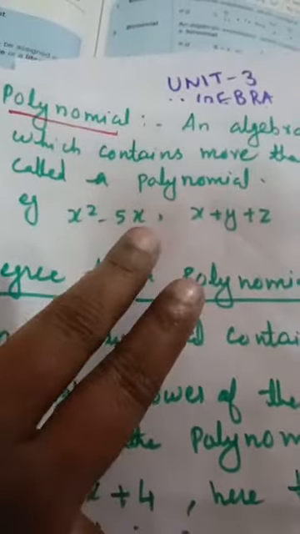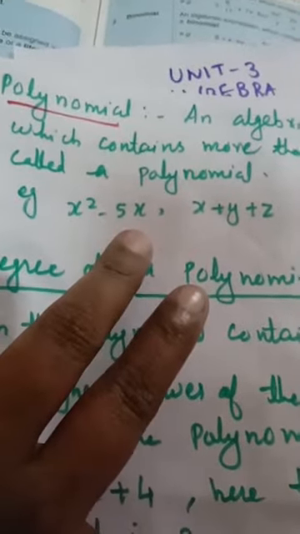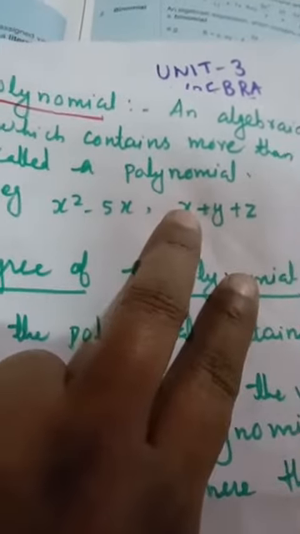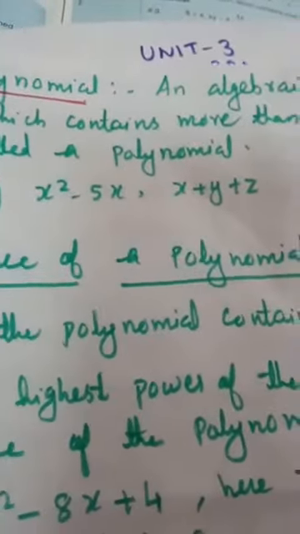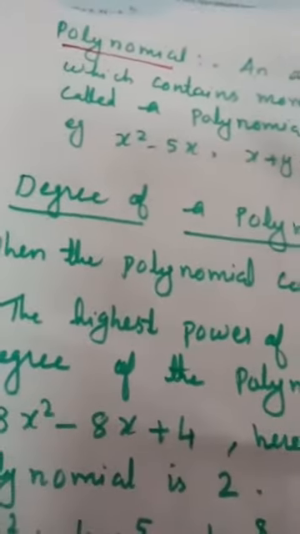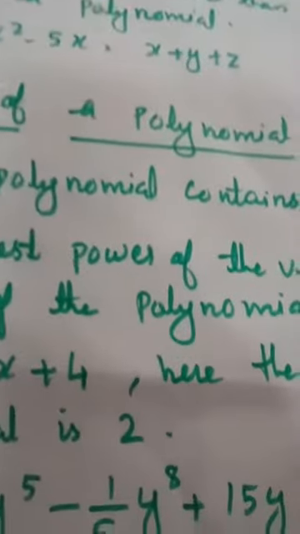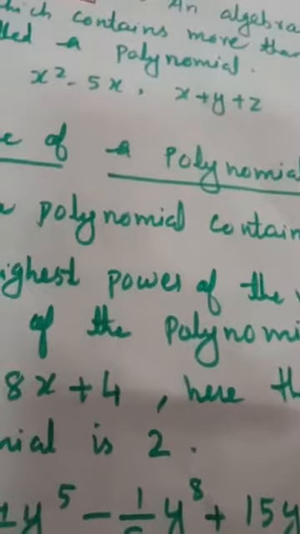See, for example, x square minus 5x. Here two terms, it's a binomial. This is also commonly called a polynomial. x plus y plus z, three terms, also a polynomial. Now, degree of a polynomial. How to calculate the degree of a polynomial?